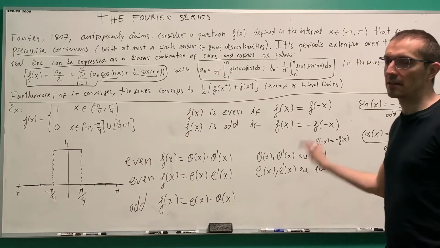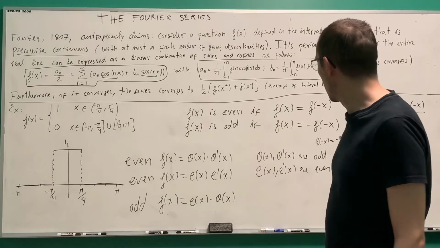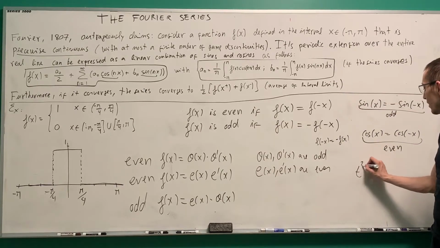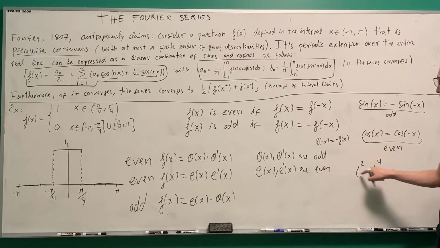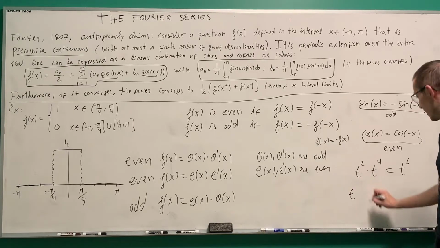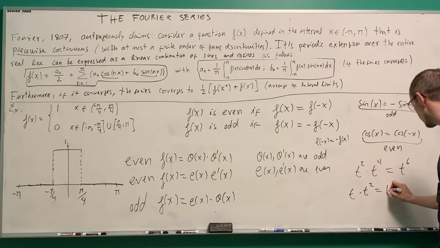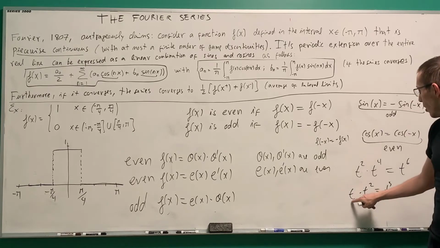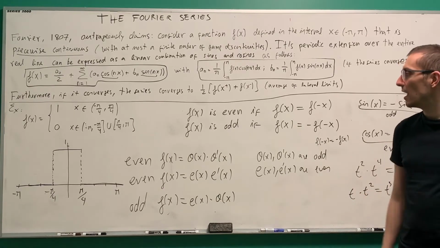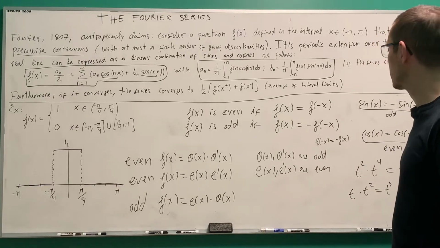So an even function times an odd function is an odd function. For example, if I have t squared times t to the 4, those are even functions, so t to the 6 is an even function as well. If I have t, which is odd, times t squared, I get t to the power 3, which is odd. So odd times even is odd. All right, how does that help us?